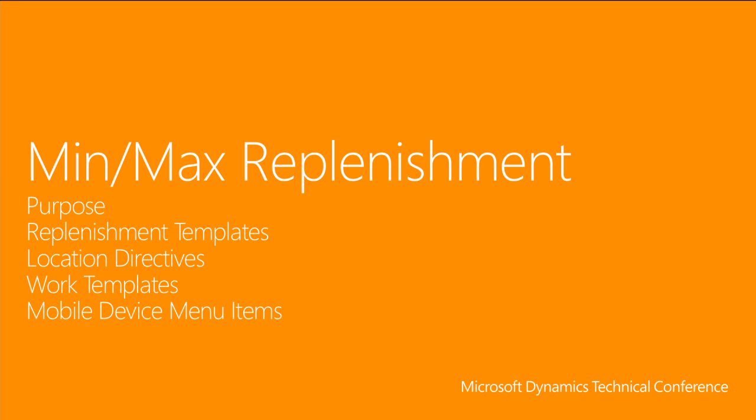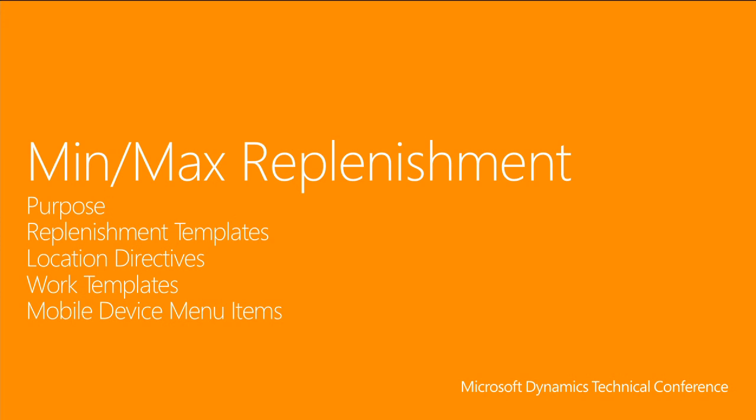So I'm going to talk a little bit about replenishment templates. The idea behind this is that I want to get that pick face replenished so that I can continue to efficiently ship product to my customer. Okay? There's a few different ways to do that in AX. One is called min-max replenishment. Another is called demand replenishment. For this session, we're going to talk about min-max replenishment.